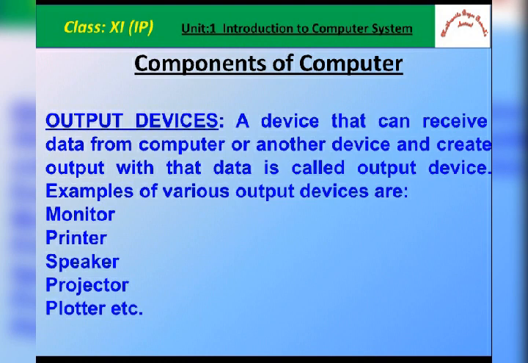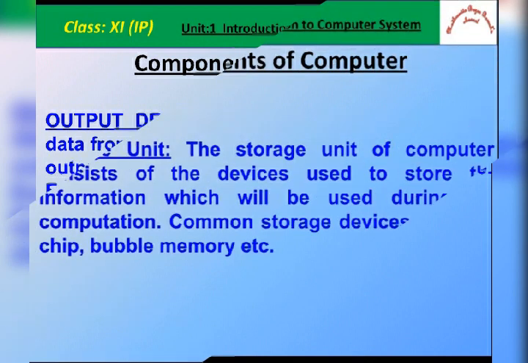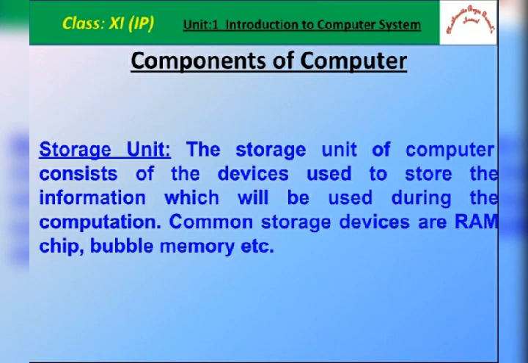The output unit comprises the output devices attached to the computer. Output devices such as monitor, VDU, visual display unit, printer, plotter, speaker convey the information from the computer to the user. Then the next component of the computer system is the storage unit, maybe primary or maybe secondary. And these are all about the components of the computer system.